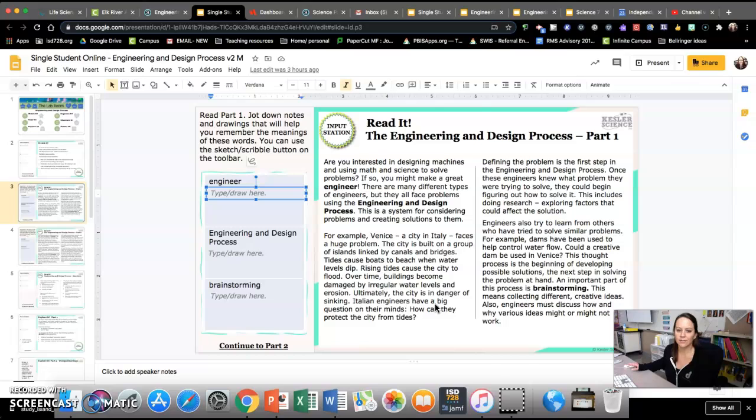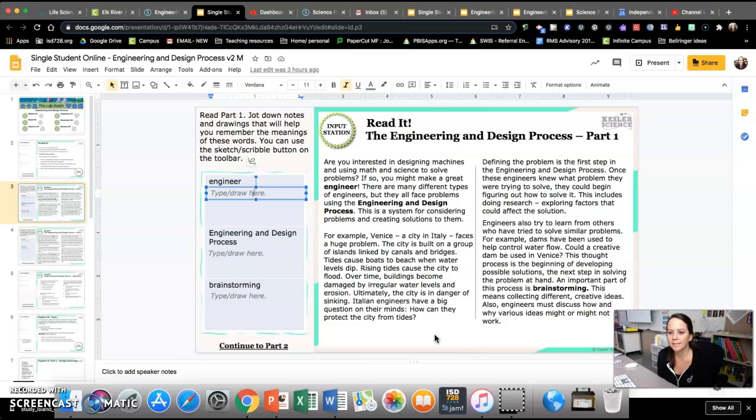Italian engineers have a big question on their mind. How can they protect the city from tides? Defining the problem is the first step in the engineering design process. Once these engineers knew what problem they were trying to solve, they could begin figuring out how to solve it. This includes doing research, exploring factors that could affect the solution. Engineers also try to learn from others who have tried to solve similar problems.